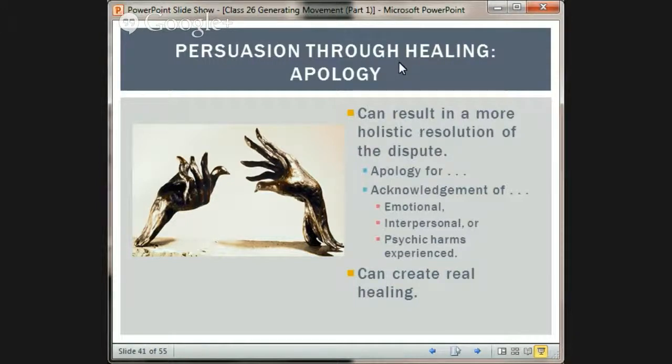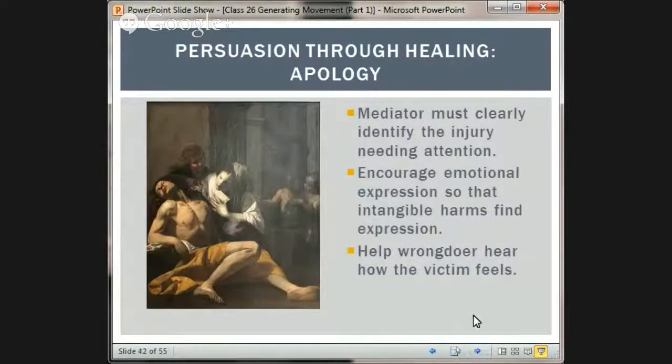All right, so the next approach is persuasion through healing and the use of apology. So this can result in a more holistic resolution of the dispute, either an apology for a certain something or the acknowledgement of the emotional, interpersonal, or psychic harms experienced by the other person. And this can create real healing if it is a real apology. I'll talk about that next.